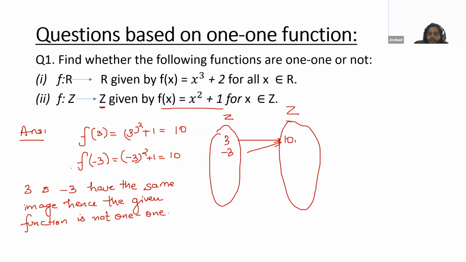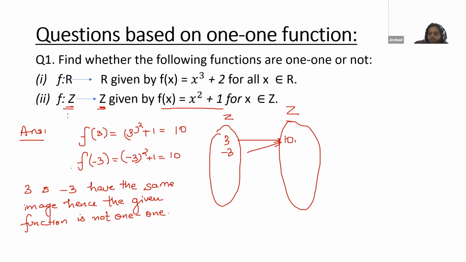Abdur, please analyze the function. Most of the time, these even functions, x squared, x to the power 4, x to the power 6, are not one-one functions, because the positive and the negative value have the same image. Also please check here, integer is given. That's why we have put 3 and -3.